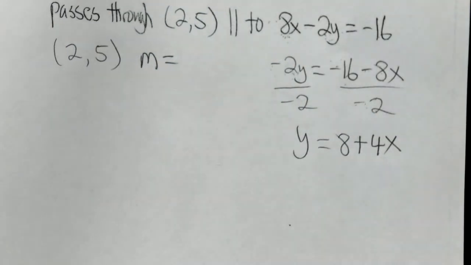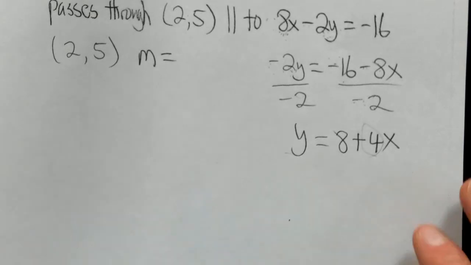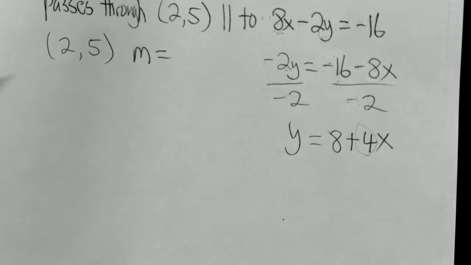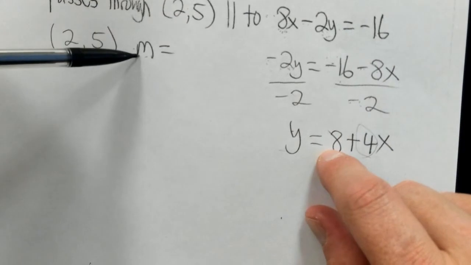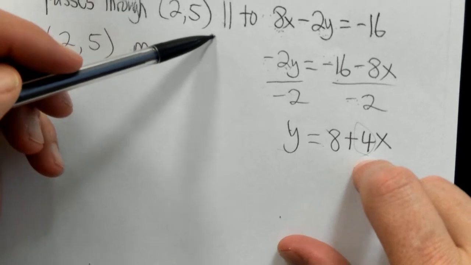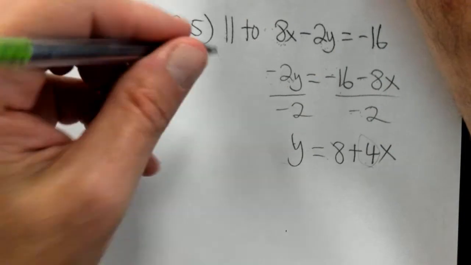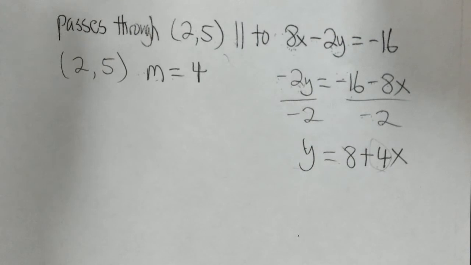So now I've gotten it to a point where I can read off the slope. The slope of this line is 4, right? Because remember, the slope is the number in front of the x. All right, now I need to use that slope to get the slope that I need. Remember, these two lines are parallel. The line that I want is parallel to this line. And what do we know about parallel lines? They have the same slope. So if the slope of this line is 4, then the slope of the line that I want is also 4.